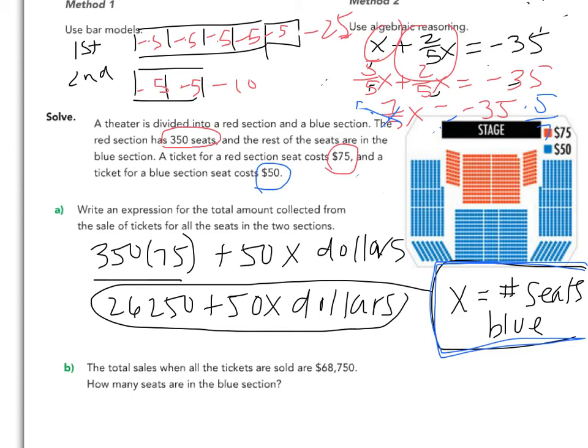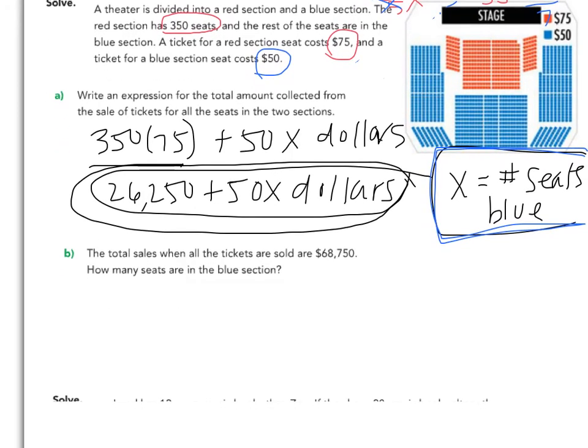Okay, I do have some multiplication that I can do here. I can do 350 times 75, which gives me 26,250, plus 50x. Those are unlike terms, so we can't combine them, dollars. So our expression is just this, $26,250 plus 50x dollars.